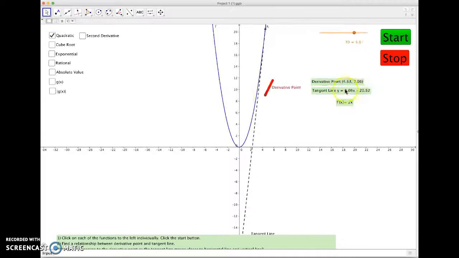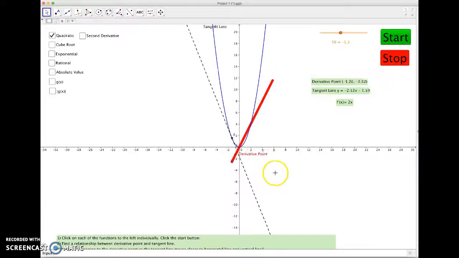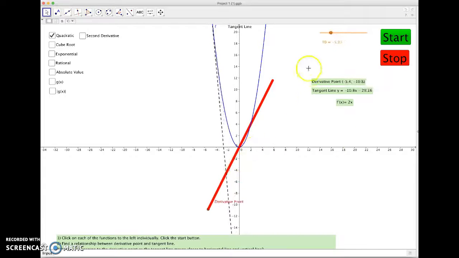We can stop it at any point here, and we can find a relationship between the derivative point and the tangent line. We see that the slope of the tangent line is the function value of our derivative point. Let me start it again. We also see that the derivative of this function is 2x, and it forms a linear function.